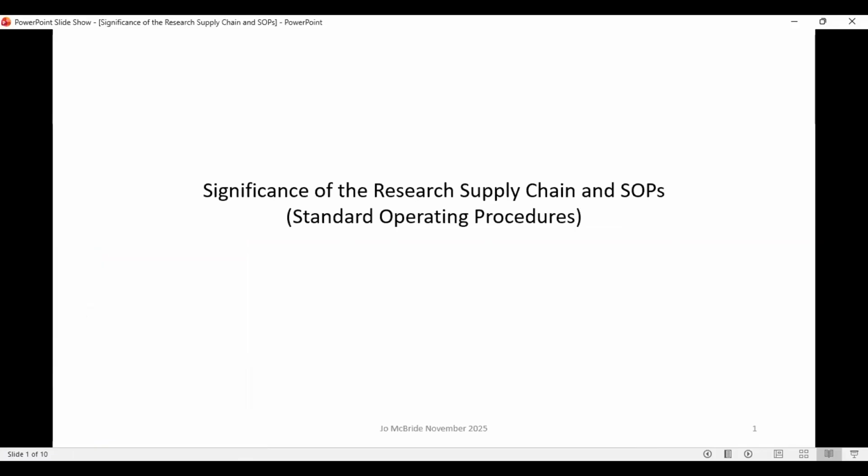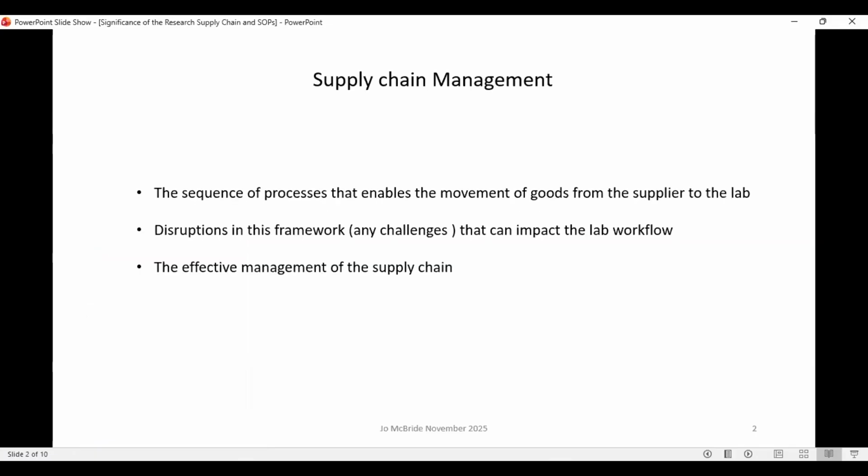Okay, so tonight, in this session, I've been asked to cover the significance of the research supply chain, and then also SOPs. And you can see how SOPs are really integrated into just about every aspect of the laboratory processes that take place. Beginning with supply chain management, there is a sequence of processes that enables the movement of goods from the supplier to the lab.